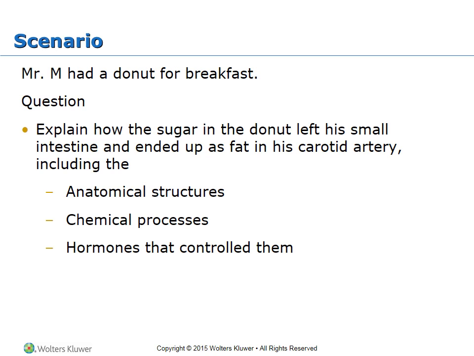So this is a good example of using that picture on page 728 and how we break down our food for energy, but when we eat too much sugar, too much fats, how that can build up within our arteries because our liver just can't metabolize all of it. So Mr. M had a donut for breakfast. Explain how the sugar in the donut left his small intestine and ended up as fat in his carotid artery. So remember, if we are eating too much fat, too much sugar, it's not going to be able to metabolize all of that for energy. It's going to have to go someplace else.